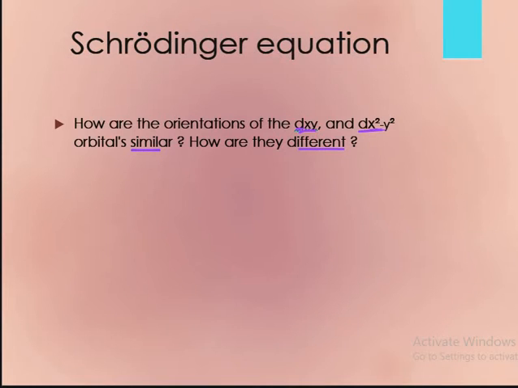So if I want to draw them, I have dxy and dx²-y². I will draw the plane here. dxy and dx²-y² lie in the same plane, the x and y plane, okay? So the first thing that these two types of d orbital have in common is the type of plane. They are found in the xy plane, okay?